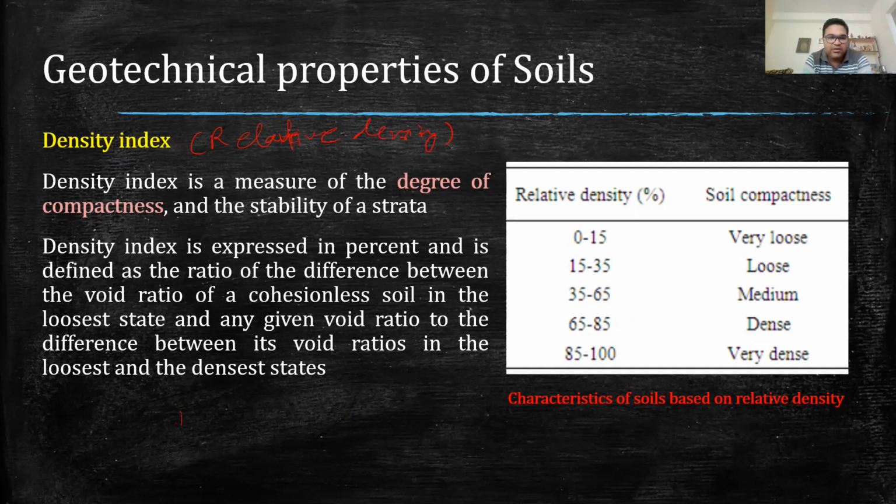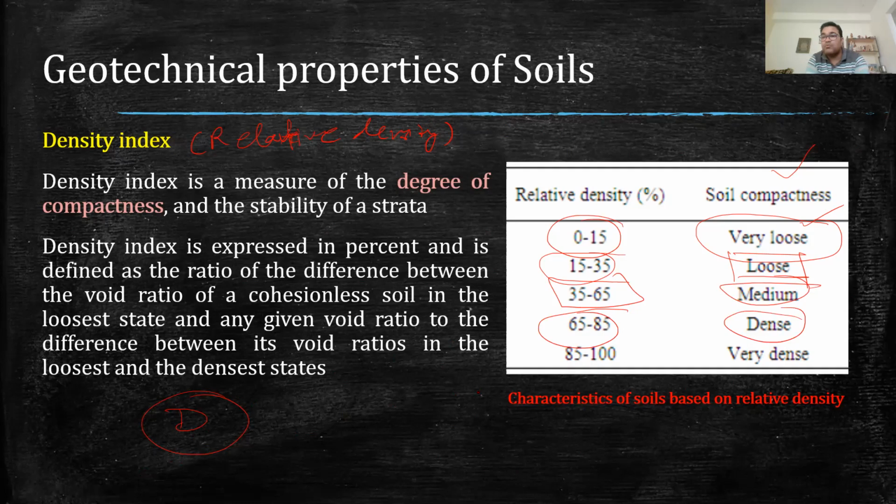Now, if the D value, for which I have just shown you the formula, is between 0 to 15%, we can judge the soil compactness. If the value is up to 15%, we classify the soil as very loose. If it is between 15 to 35, it will be classified as loose soil. Similarly, if we have a higher value, it will be medium compact soil. If it is 65 to 85%, it will be known as dense soil, which means it will have good density. And if it is between 85 to 100, then we call the soil very dense soil.